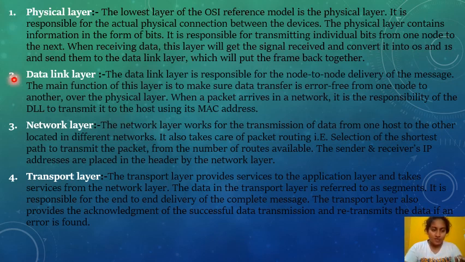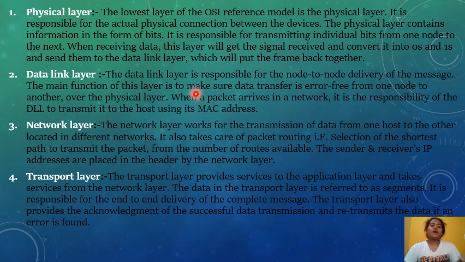And then coming to the second one, the data link layer. The data link layer is responsible for the node to node delivery of the message. The main function of this layer is to make sure data transfer is error free from one node to another over the physical layer. When a packet arrives in a network, it is the responsibility of the DLL to transmit it to the host using its MAC address.